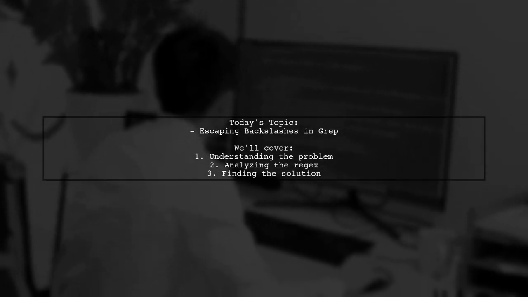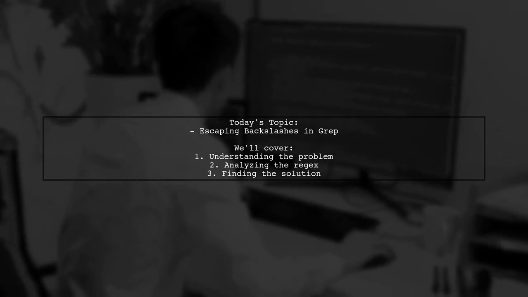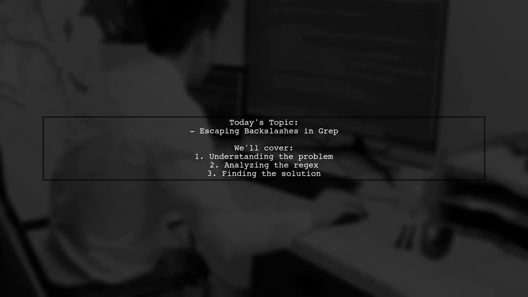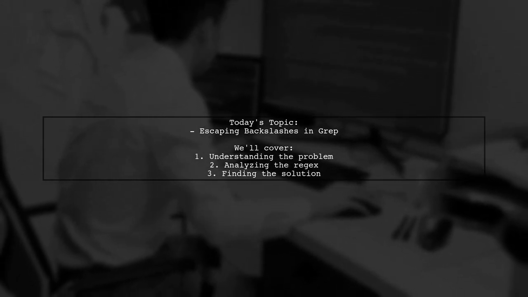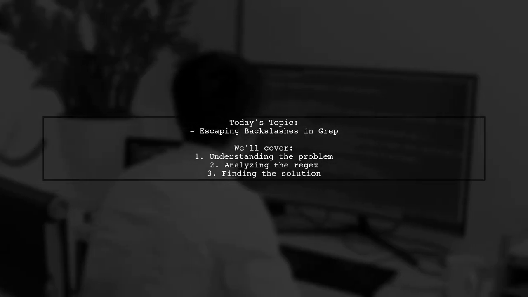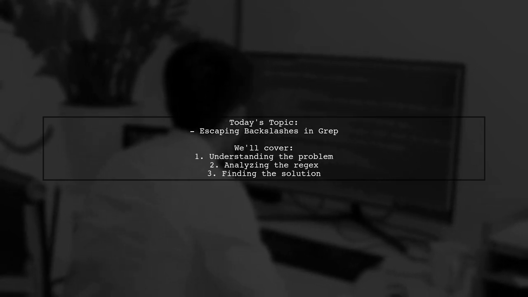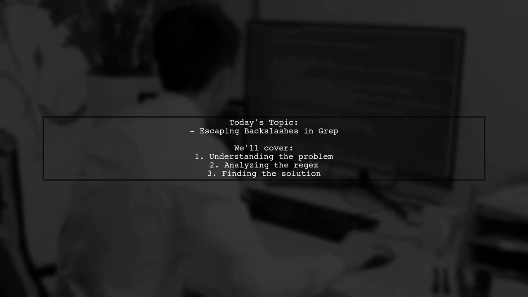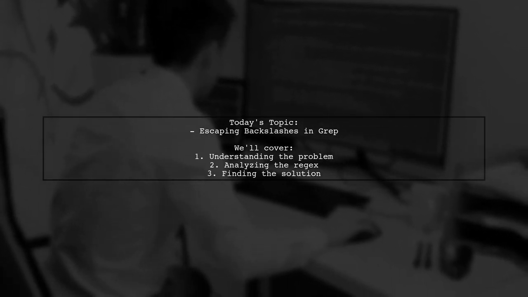Today, we're tackling a tricky question that many users encounter when working with grep. Our viewer is trying to filter out specific lines from a file, but they're running into some issues with their regex. Let's dive into the details of their question. How can we escape the backslash in grep to successfully remove lines containing a specific directory path?